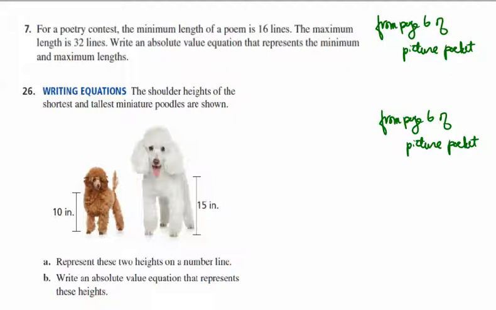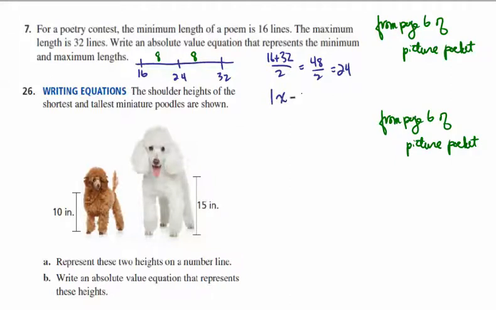We have a poetry contest. The minimum length is 16. The maximum length is 32. So if we were to make a number line, 16, 32, what we need to do is to find the center and the distance from the center. We would average the two: 16 plus 32 divided by 2. That's 48 over 2, which is 24. So our center is 24. Then our distance from the center is going to be 8 on each side. And finally, to write the equation, it's simply absolute value of x minus the center is equal to the distance from the center. And that gives us our equation for problem number 7.